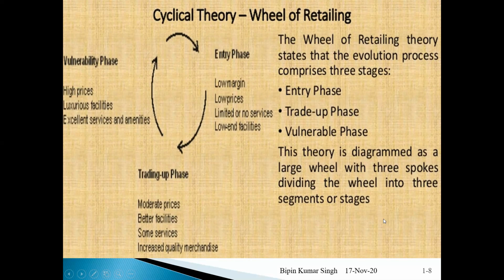This theory is presented in this diagram. Entry phase: low margin, low prices, limited or no services, low end facilities. The trading up phase: moderate prices, better facilities than entry phase, some services, increased quality merchandise. And the vulnerability phase: high prices, luxurious facilities, excellent service, and the amenities.